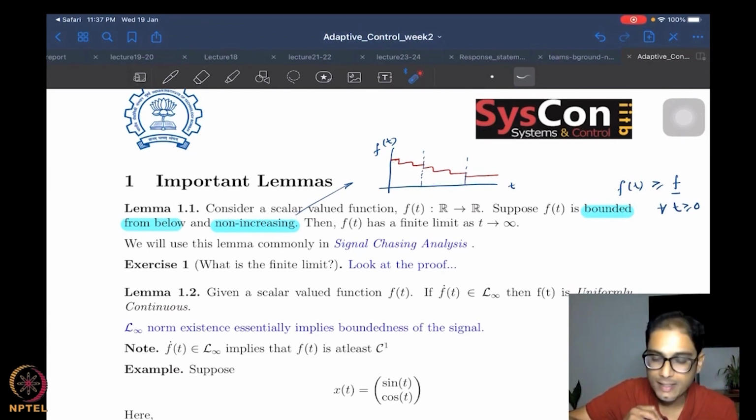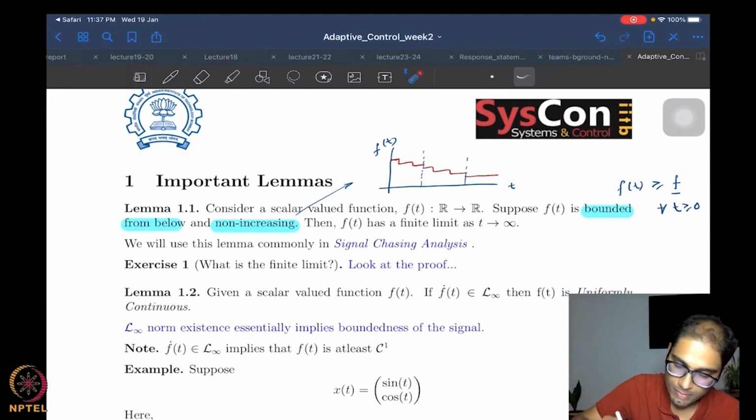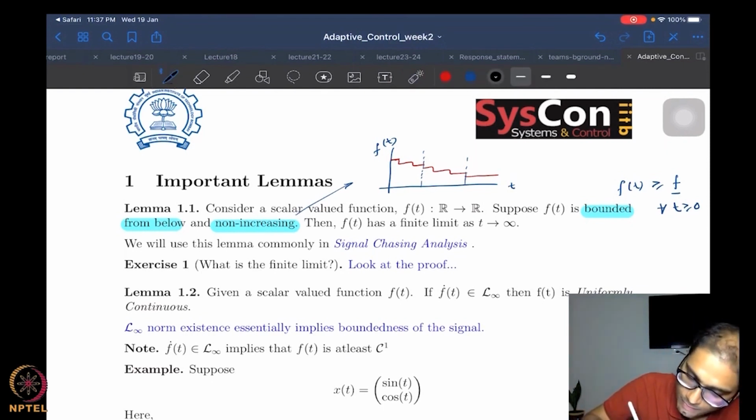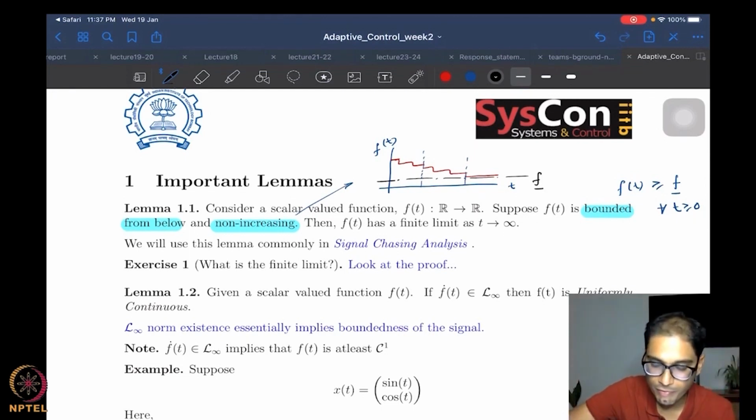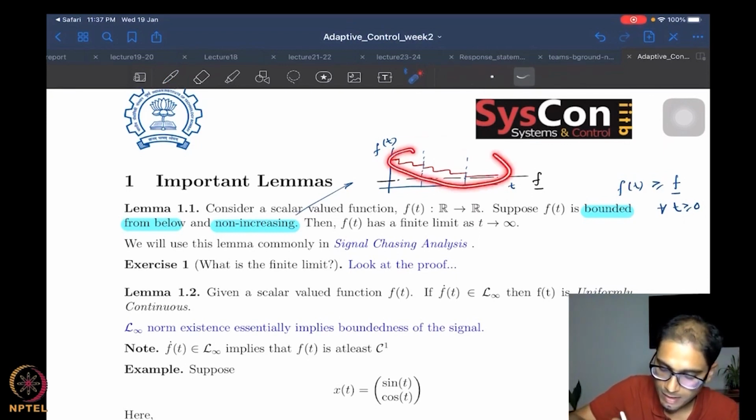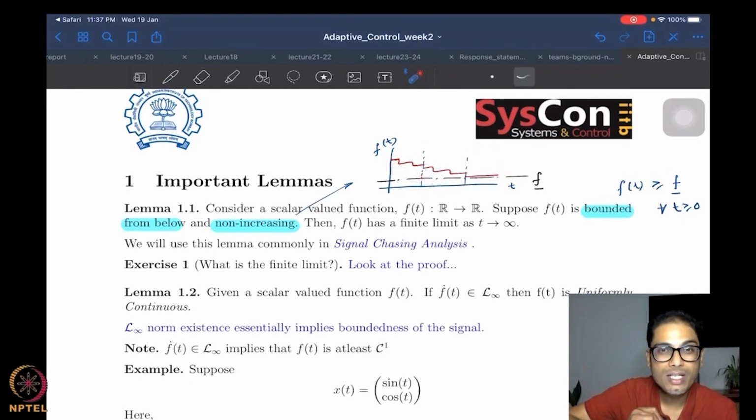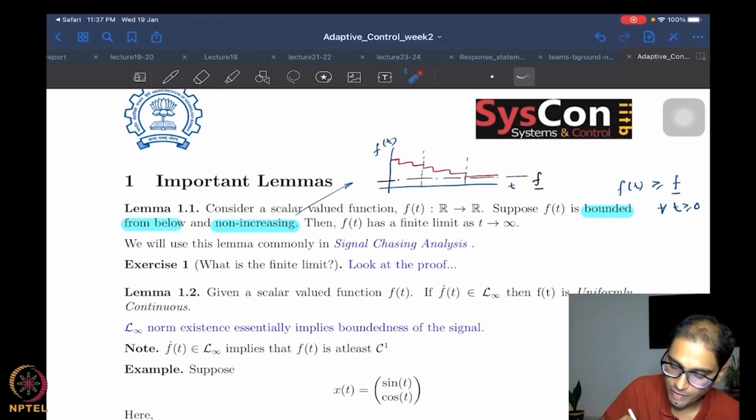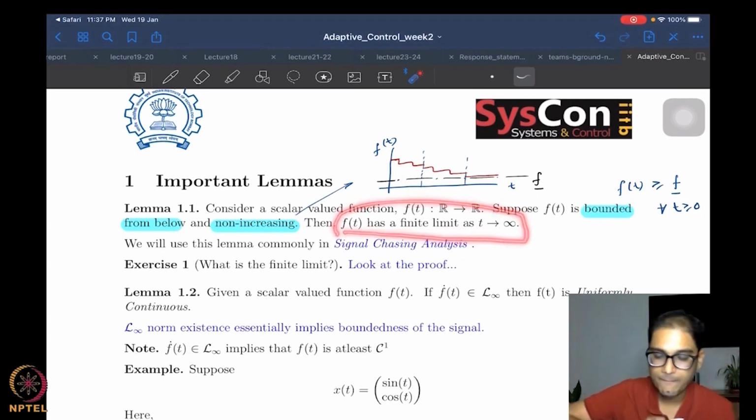So if these two conditions are satisfied, that is, if it has a lower bound, right? So what is this lower bound? Say this lower bound can be represented by something like this. Say this is the lower bound, f under bar, and further it is non-increasing, something like this. Then f of t has a finite limit as t goes to infinity.